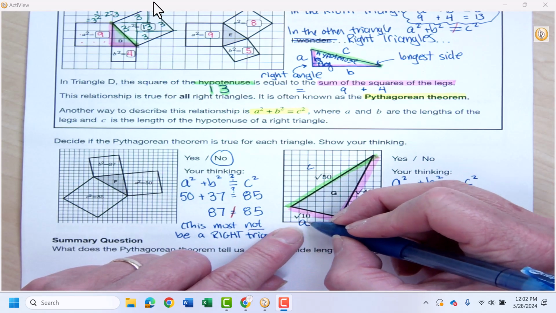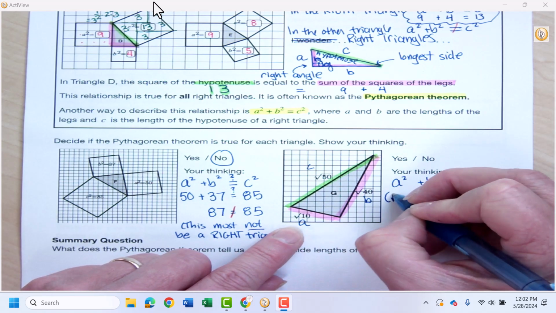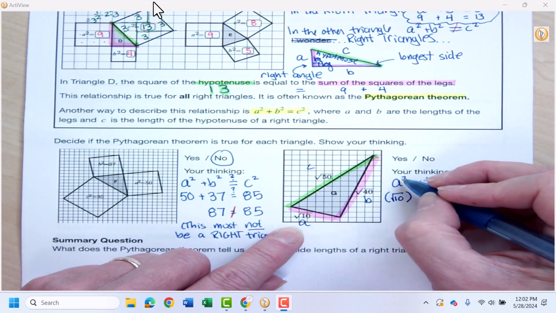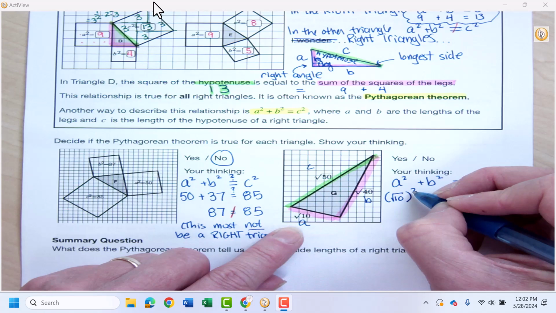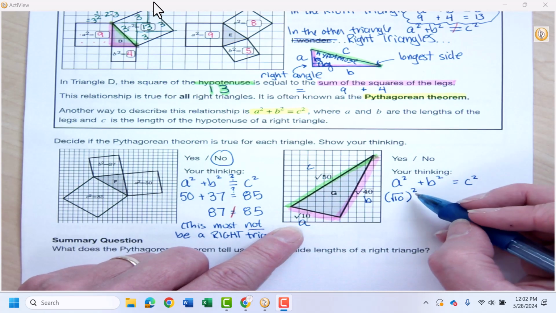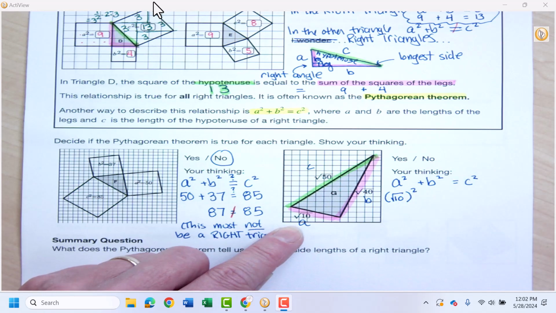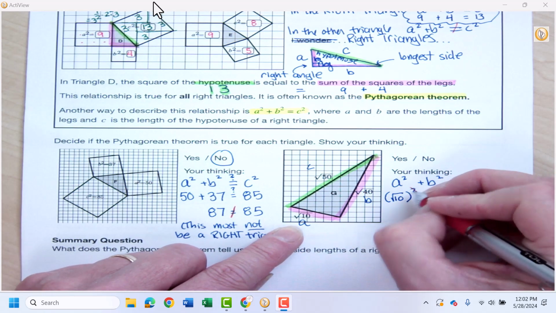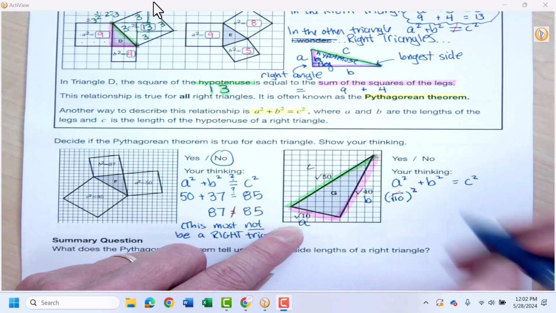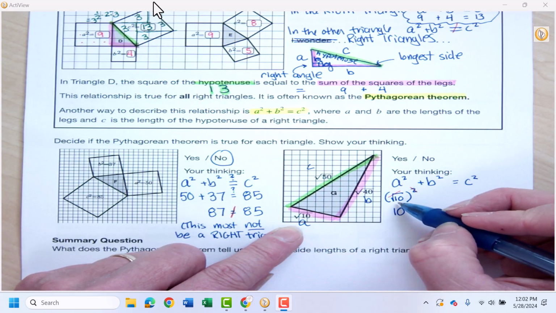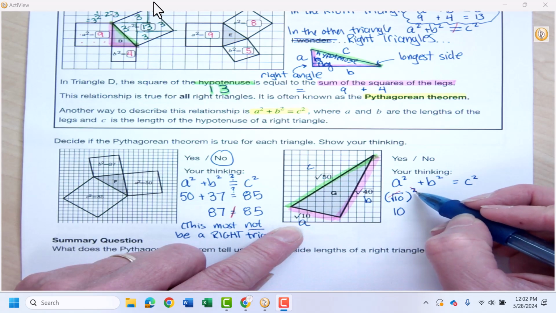So A is the square root of 10. And I have to square that value. And we talked in class about how if I want to take the square root of something and square it, the squaring and the square rooting really just cancel each other out. So the square root of 10 squared is just 10.